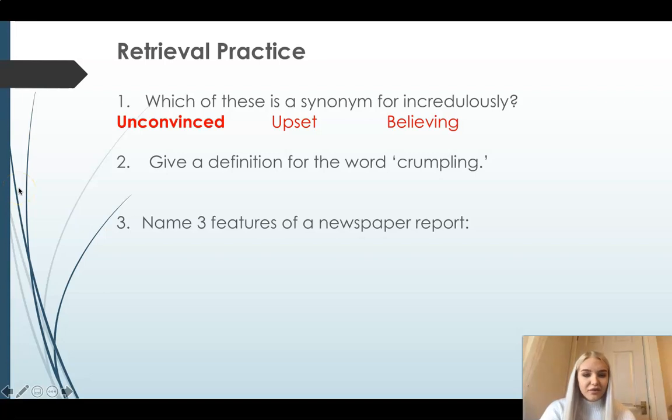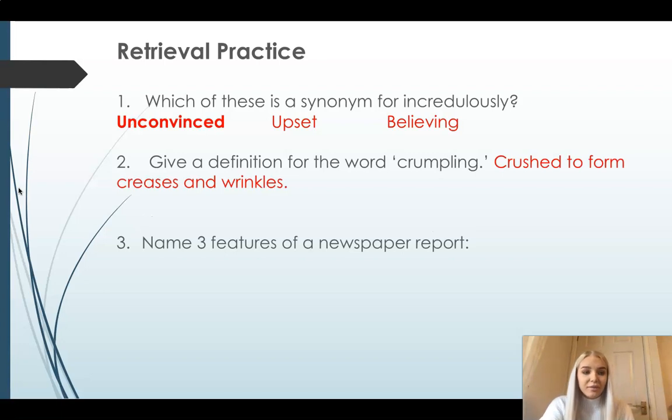Number 2, give a definition for the word crumpling. Now, I bet all of you remembered the picture of that piece of paper that was crumpled up into a ball, because that is exactly what crumpling means. Crumpling means where something is crushed to form creases and wrinkles. And we know that in the story, in the book The Explorer, one of their faces was crumpling, and that's where their face was crushing to form creases and wrinkles, maybe because they're a bit upset.